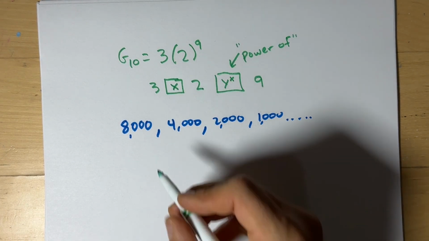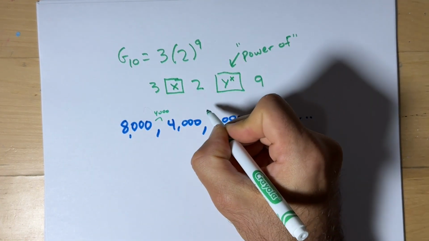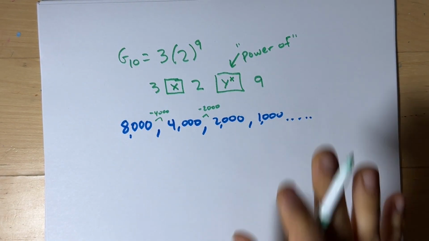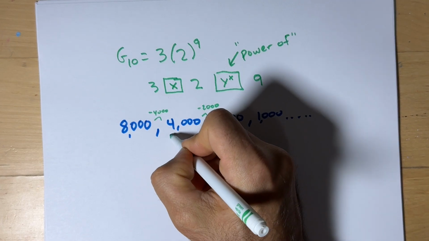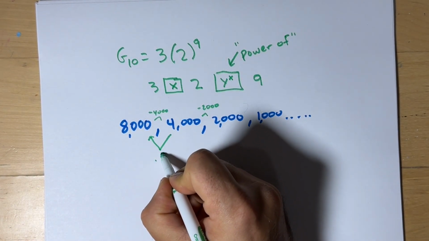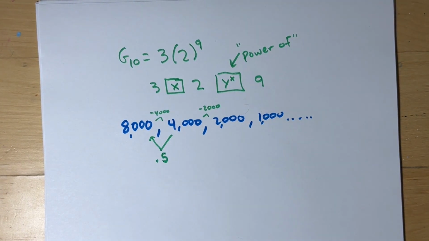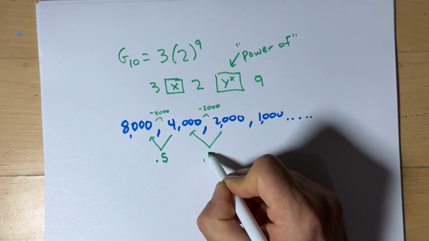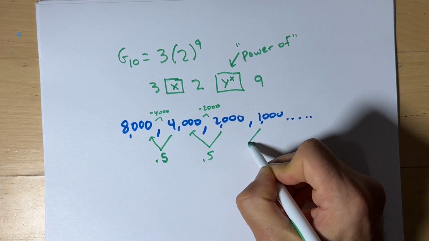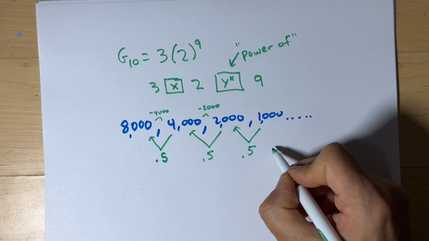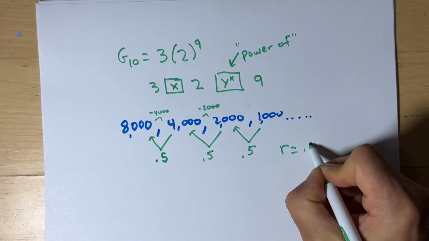Let's try another sequence. So from here to here is 4,000, but here to here, if we subtract this, it's negative 2,000, negative 4,000. So we know it's not arithmetic. So let's divide. 4,000 divided by 8,000 gives us 0.5, or we're dividing by 2. That's what 0.5 is. It's dividing by 2. 2,000 divided by 4,000 is also 0.5, and 1,000 divided by 2,000 is half, or 0.5. So our common ratio is 0.5.